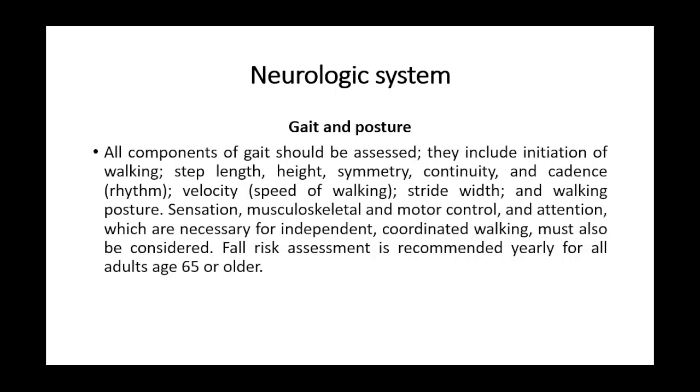All components of gait should be assessed. They include initiation of walking, step length, height, symmetry, continuity, cadence, velocity, stride width, and walking posture. Sensation, musculoskeletal and motor control, and attention, which are necessary for independent, coordinated walking, must also be considered. A fall risk assessment is recommended early for all adults age 65 or older.